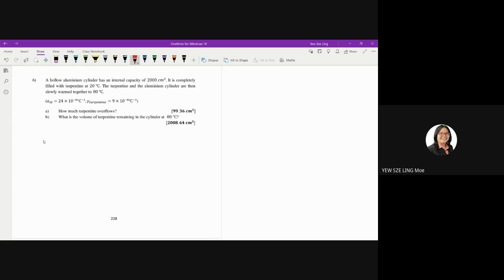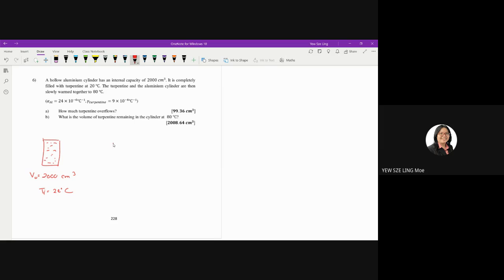Initially, again, you have this cylinder and you fill it with the turpentine. This is what happened initially. So this is 2000 cm cubed, the initial volume, V initial, and the initial temperature, T initial, is 20 degrees C. So how much overflow?